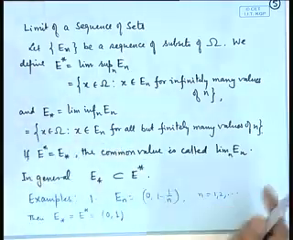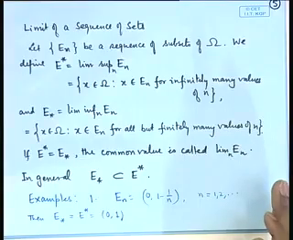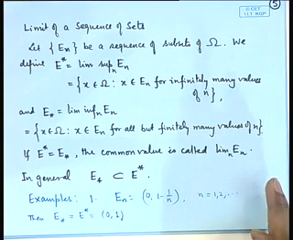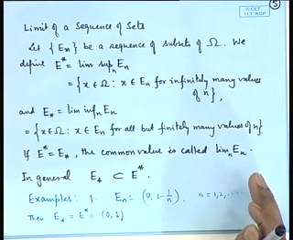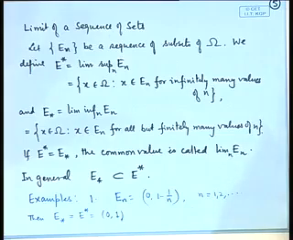We have all heard about the limit of a sequence of numbers. For example, you easily understand that the limit of a n is equal to a if for every epsilon greater than 0 there exists a capital N such that modulus of a n minus a becomes less than epsilon whenever n is greater than or equal to capital N. This shows that the values of the sequence a n become closer to the number a as n becomes large.